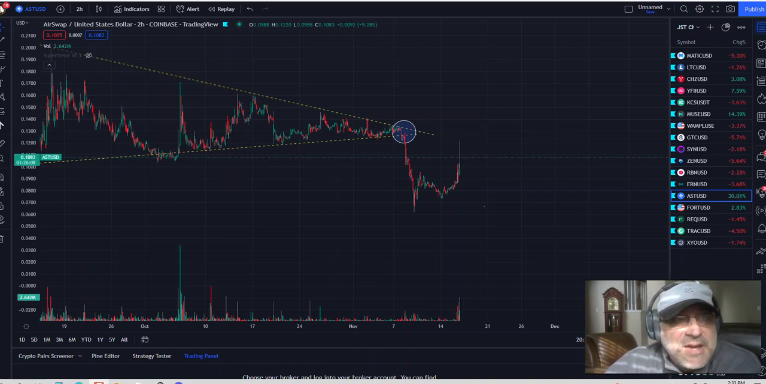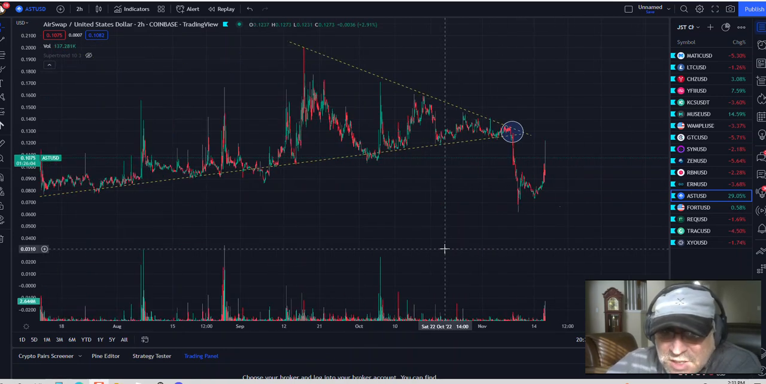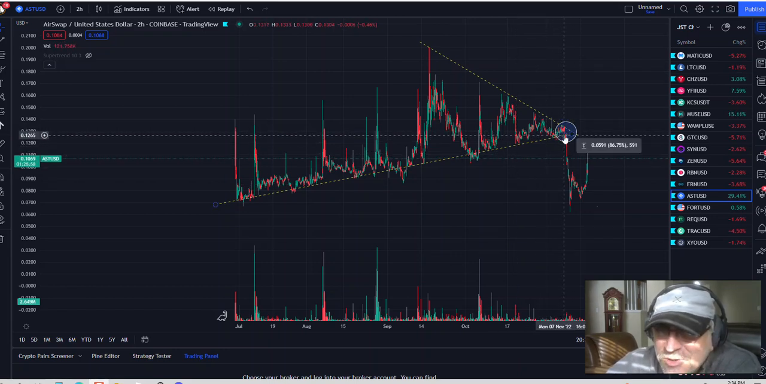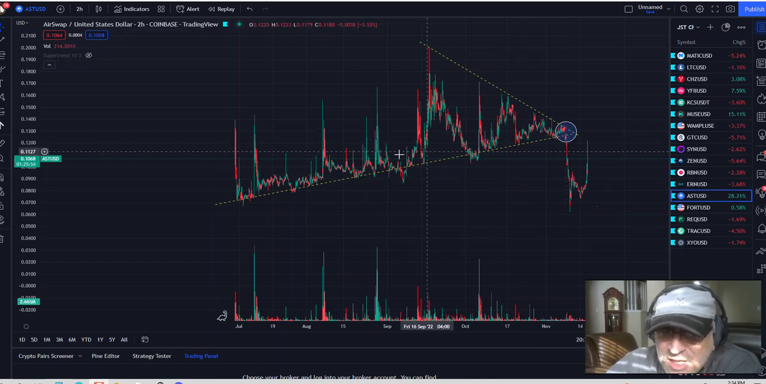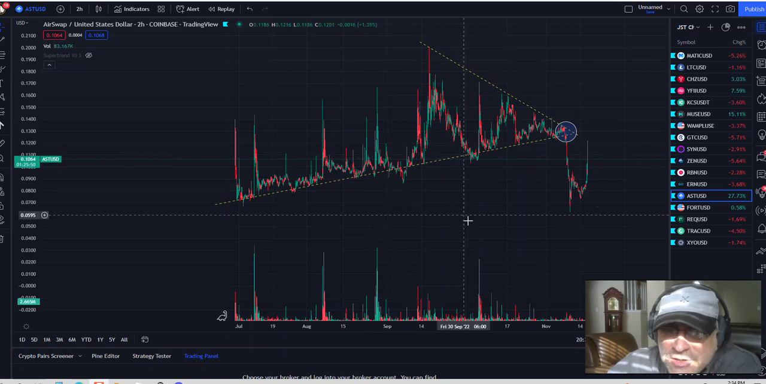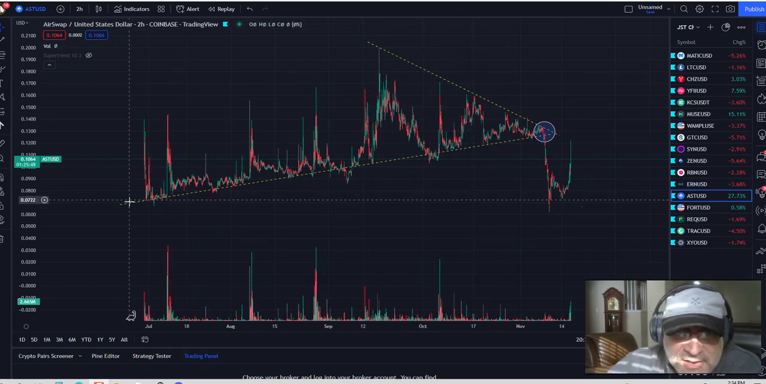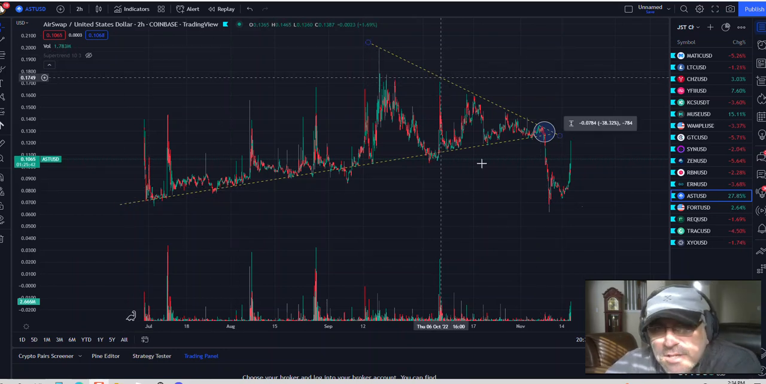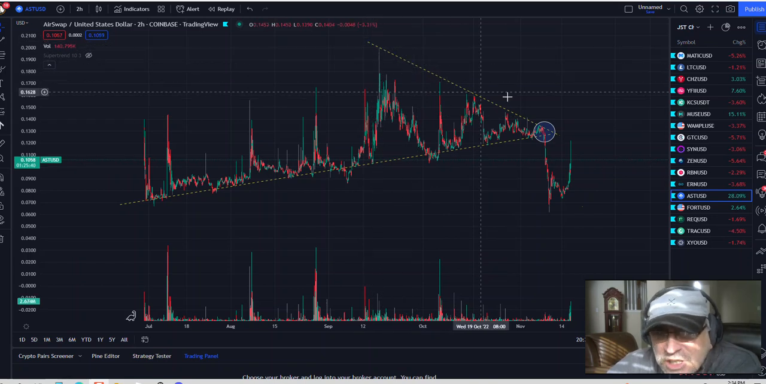So here we have AST USD. Of course we already know what this did because this is back in time, a few days ago. We know that it distributed, but let's pretend that it didn't, and we're in this macro structure here. We have two trend lines. These are the macro trend lines. Here's the macro support, and up here's the macro resistance, right? So we've got these two converging trend lines.